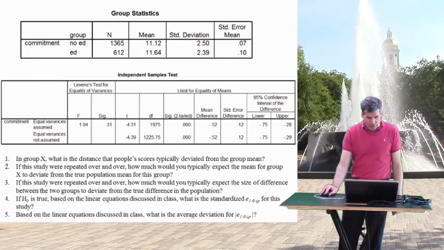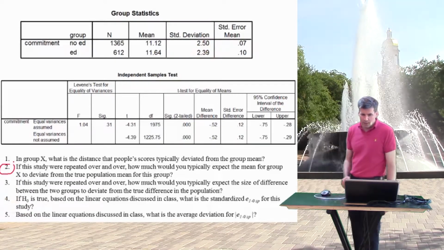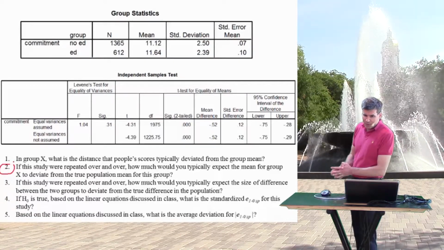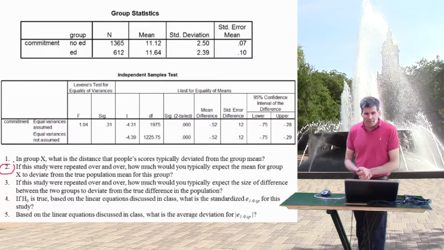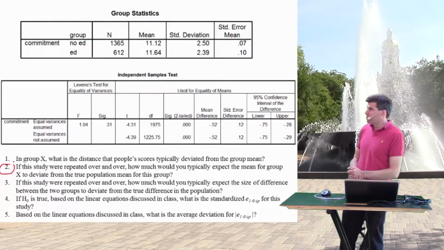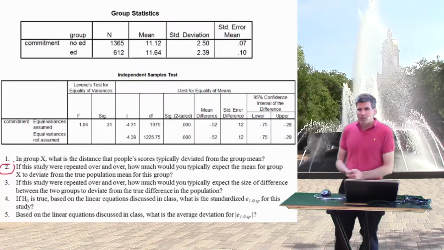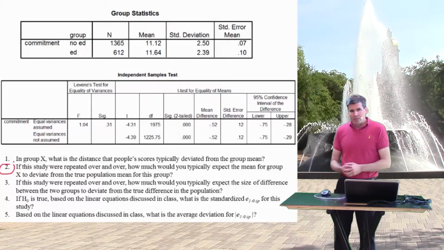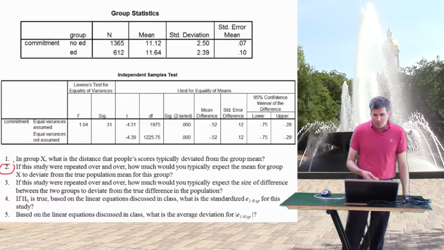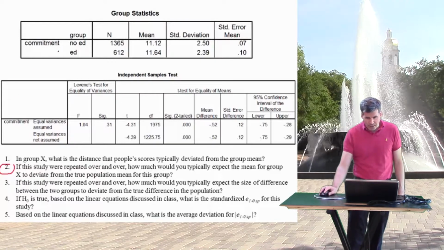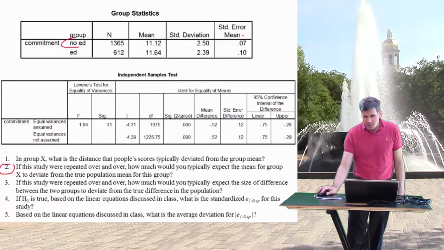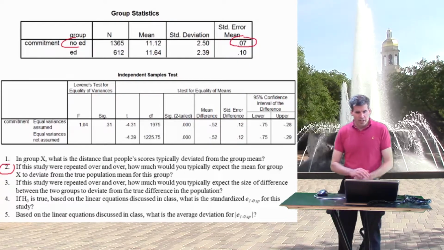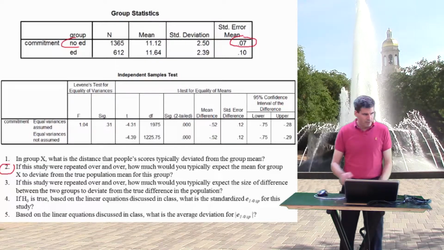Number two, if this study were repeated over and over, how much would you typically expect the mean for group one, say, or group X, to deviate from the true population mean for this group? That is asking for the standard error of the mean. The standard error of the mean tells you how far the mean from individual studies typically deviates from the true population parameter. If I'm asking about the no education group, the standard error of the mean is 0.07.